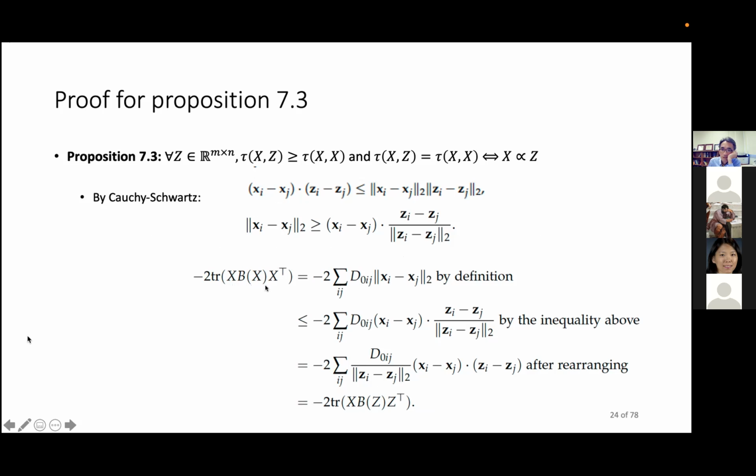So by definition, we can convert the trace form back to this form, and we can rewrite it in this way, and then use the inequality to get this one. After rearranging, we get this form, and then we just convert it back to the trace format. So is anything not clear about this process?